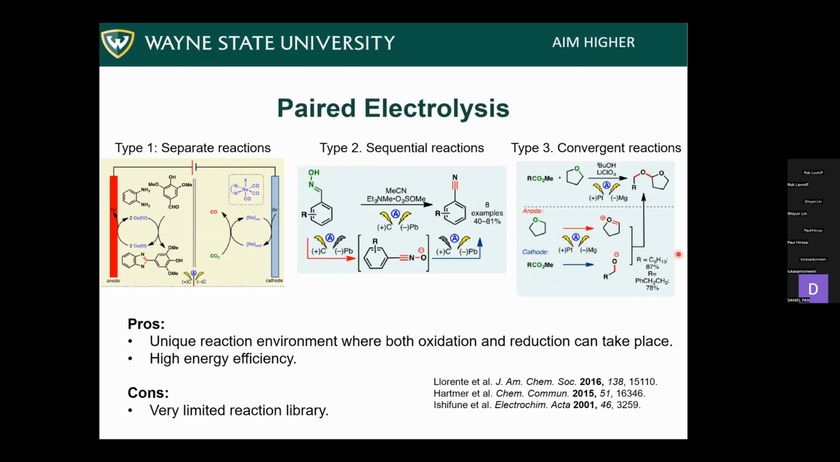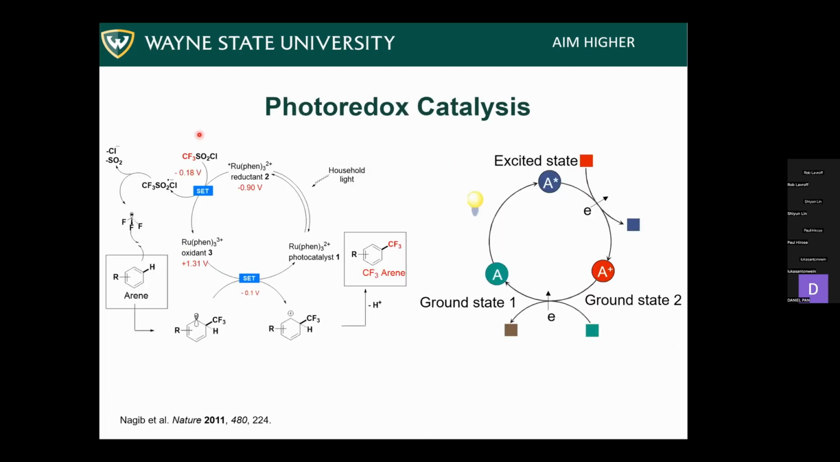This paired electrolysis kind of reaction is very interesting because it provides a unique reaction environment where both oxidation and reduction can take place in the same pot. Now we are not wasting one electron doing nothing, and you have much higher energy efficiency because you're using one electron to do two reactions in the cell. But the limitation here is you have a very limited reaction library. You don't have many reactions that can really be done using paired electrolysis. So I started asking myself, what kind of reaction requires both oxidation and reduction? This photoredox catalysis idea came to my mind.